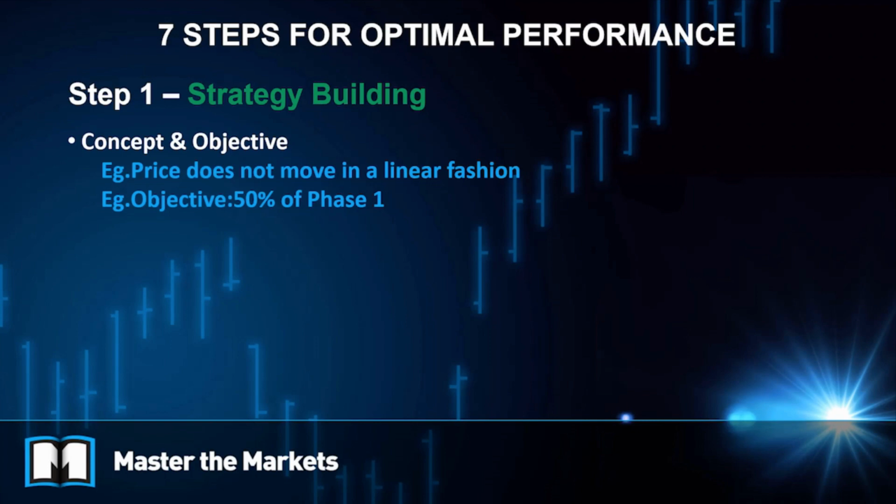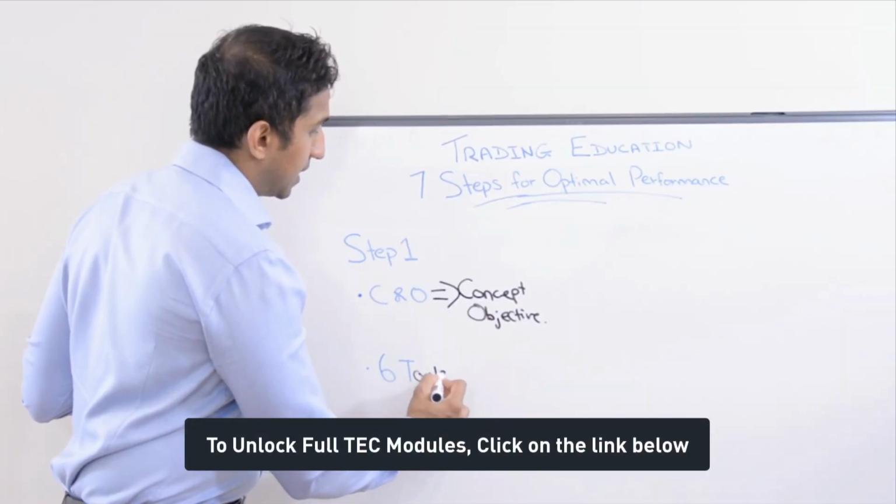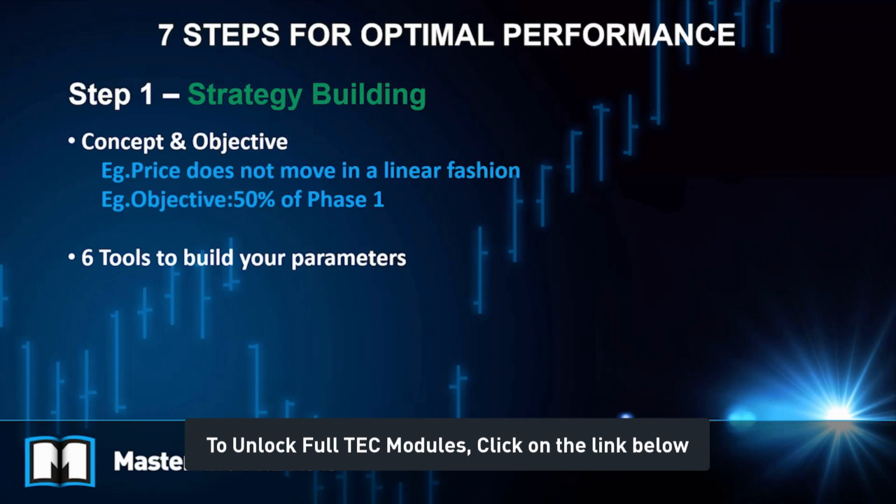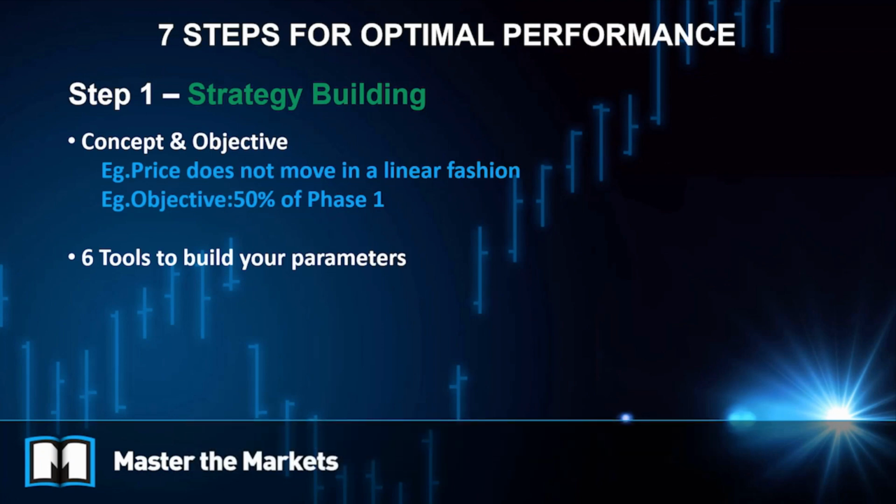Now, the second part of step 1 is looking at 6 tools at least to build your parameters. Now, what are the 6 tools that you can take your entry points from to build your parameters? As we have mentioned on the slide over here, it can be price action, it can be support or resistance levels, indicators, cycles, time frame correlations, TFC, or even news as well, the fundamentals. From the 6 tools, you can then use that to build your parameters.